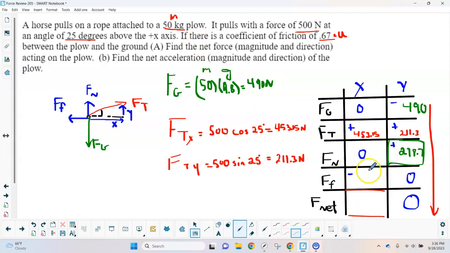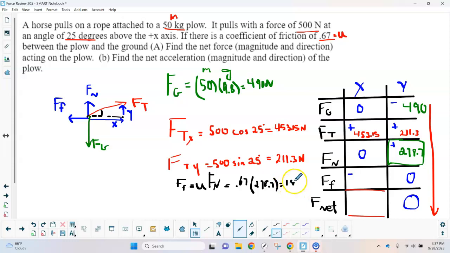So now we do have enough information to solve for the force of friction. So we're trying to solve for that force there. So the force of friction is equal to U times Fn. So the coefficient was the 0.67 number that was given in the problem. And the normal force we just got was 278.8, or 278.7, excuse me. So when you multiply those out, you'll get a value for the friction of 186.7.